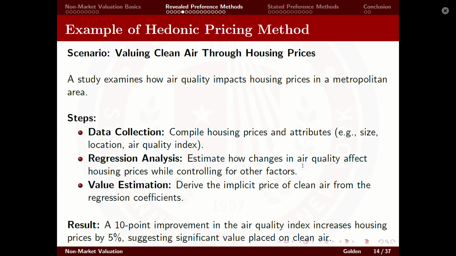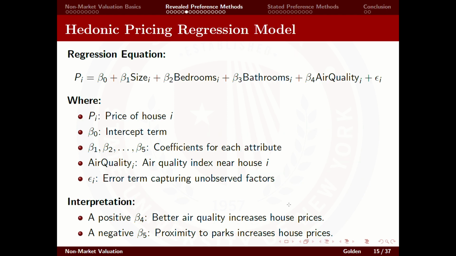And then you estimate value by deriving an implicit price of clean air from regression coefficients. So if you log the model, a 10-point improvement in air quality index increases housing prices by 5%, suggesting that the value of clean air is significant and can be related directly to housing prices. Here's an example of how you can do this equation.